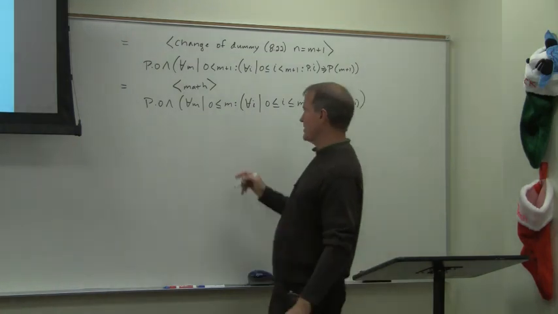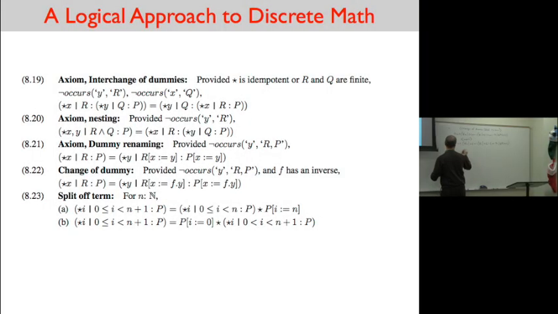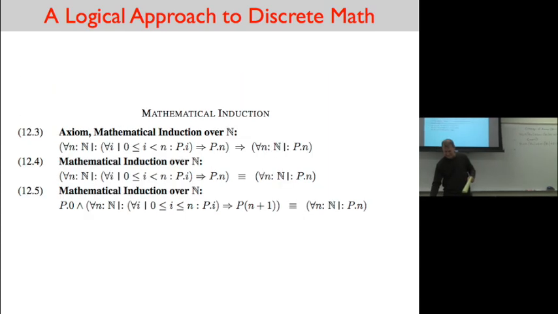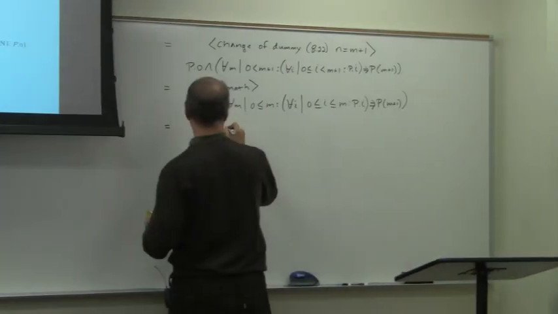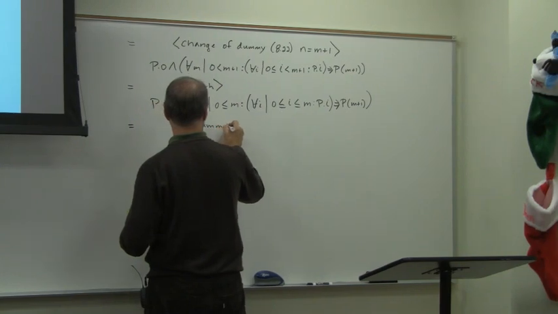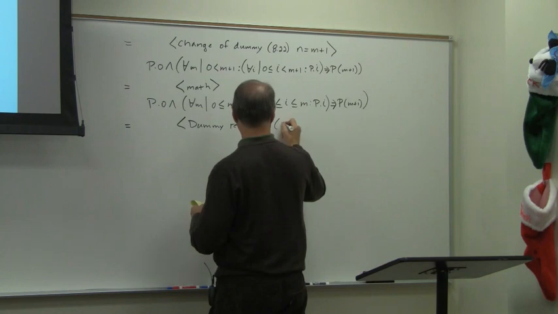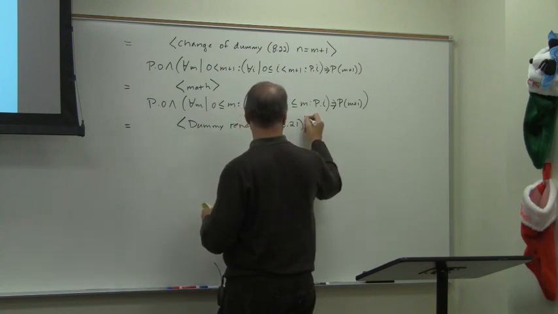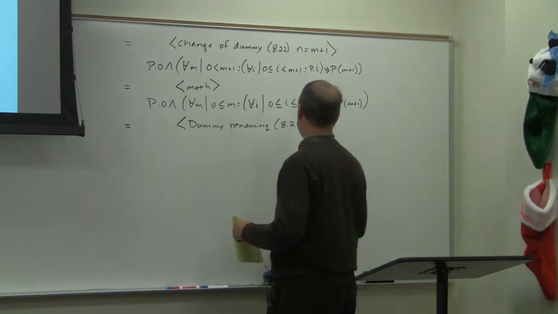And now we can do, well, okay. And this equals by, but now what's the only difference between this and this? Oh, wait, to natural number. Dummy renaming. Yeah, dummy renaming. So this equals, by dummy renaming, 8.21. Can we do a definition of natural number? Okay, we really want to.